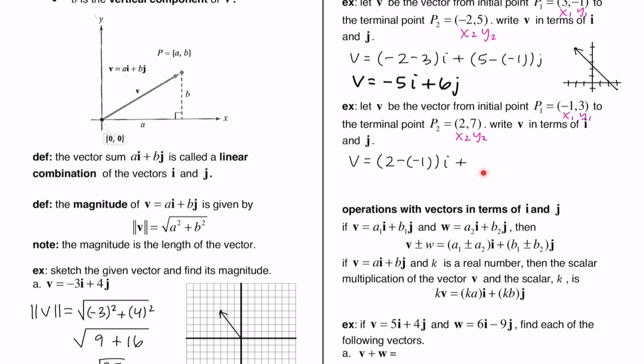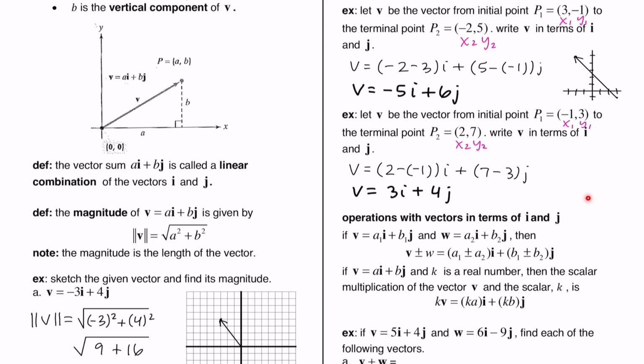And then we'll do the same thing with the y's. We're going to do 7 minus 3. So we get 3i plus 4j. And then last, I'm going to draw the vector over here. So we'll plot the first point, negative 1, 3. And then the second point is 2, 7. And then we'll draw the vector from the initial point to the terminal point. All right, so here's our vector. It's 3i plus 4j. We're moving 3 to the right and up 4, and so that way you can see the direction of the vector.